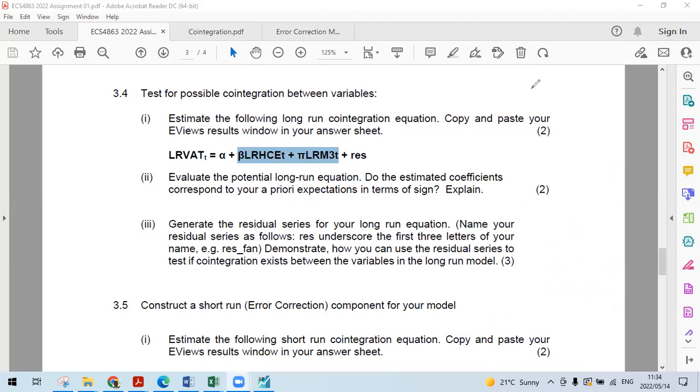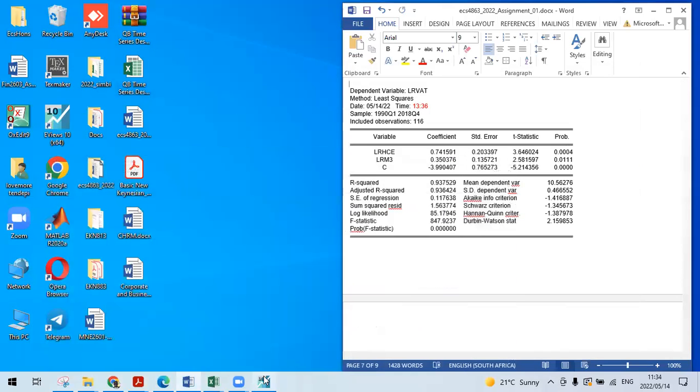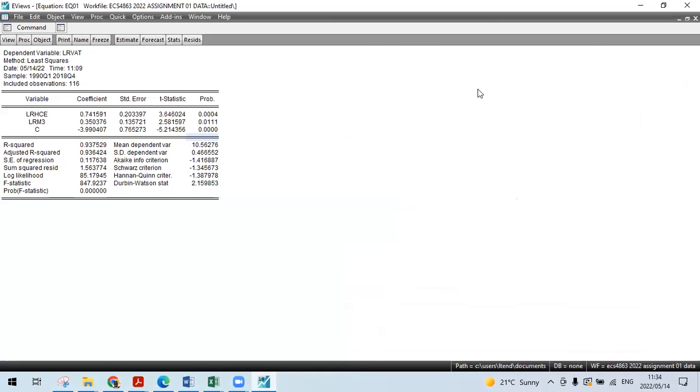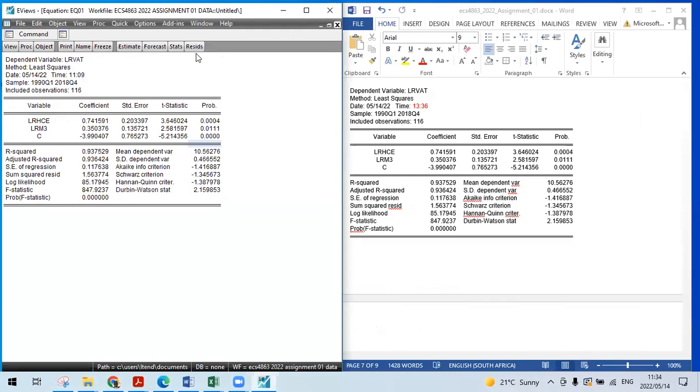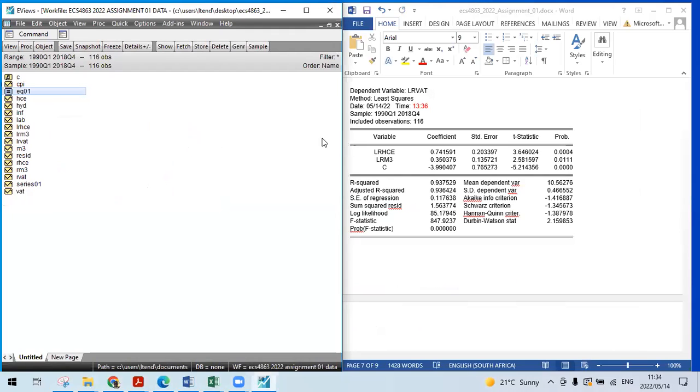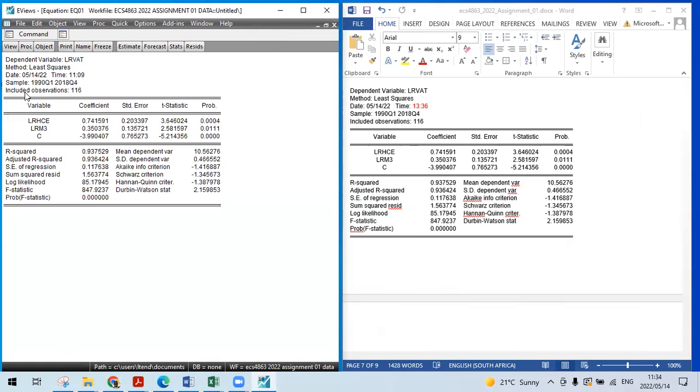You said you have understood, so I'm going to EViews. Let's do it together. What are we doing? We want to test for co-integration. The first thing, you go to the equation, which is this one. We open the long-run equation. After opening the equation, what should we do? We want to make the residual series.